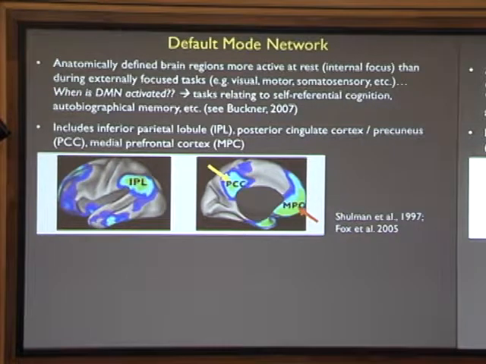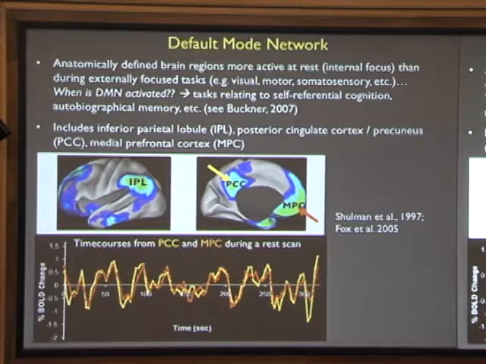And then, to tie this back with what I was talking about before with resting state connectivity, it was also found that there's quite a bit of resting connectivity in this network. And it's actually quite robust. So we see here, this is data from Fox et al., 2005. This is now time on the x-axis, MRI signal or BOLD signal change on the y-axis.